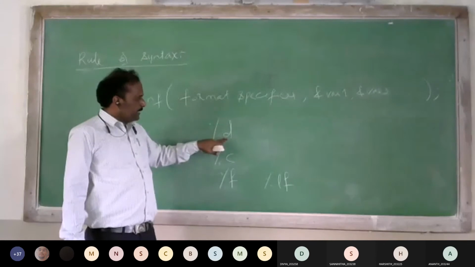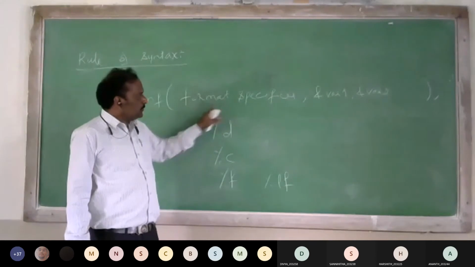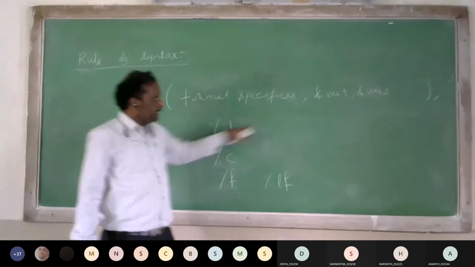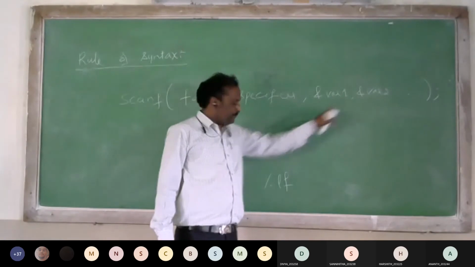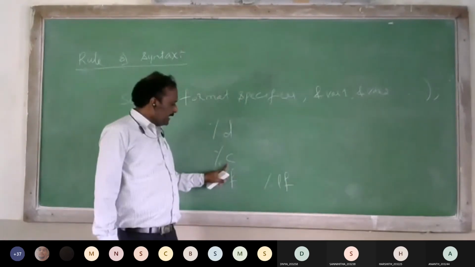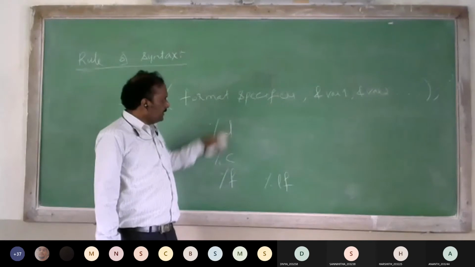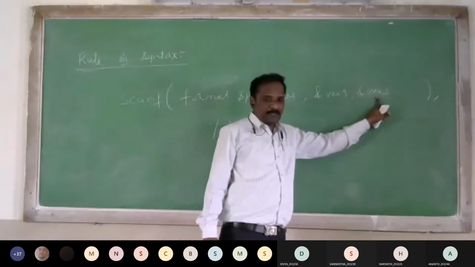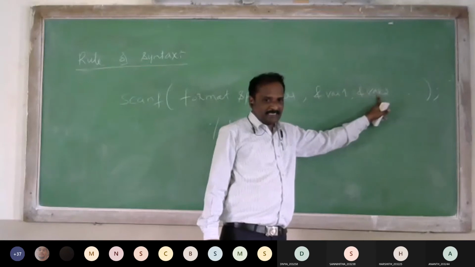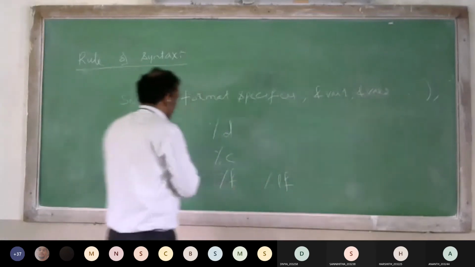If you want to enter values for integer, then you have to use %d, and the type of the variable name should be integer only. If you want to enter the character value, then you have to use the format specifier %c. Here the type of variable should be char data type.